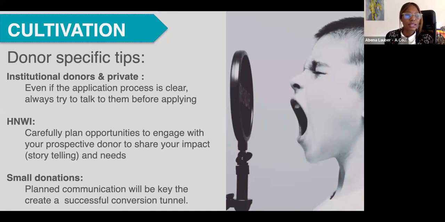For small donations, planned communication will be key to create a successful conversion circle. This is, again, strategic and very in line with your communication plan. So you'll need to do this in a meticulous and planned way. It's not something that would just happen by itself. It can be a very good base of unrestricted, undesignated funds, but it needs to be planned.